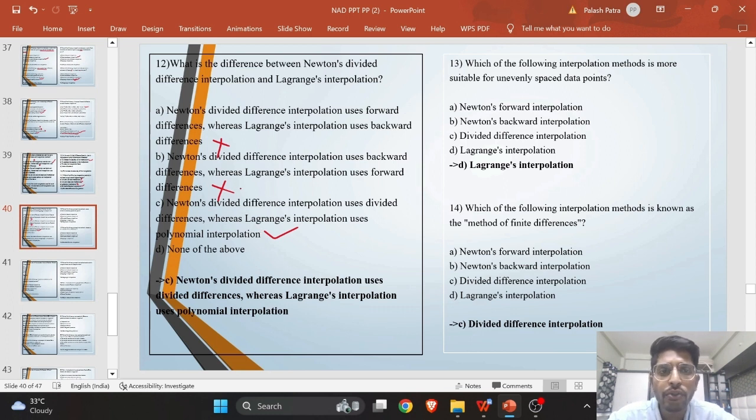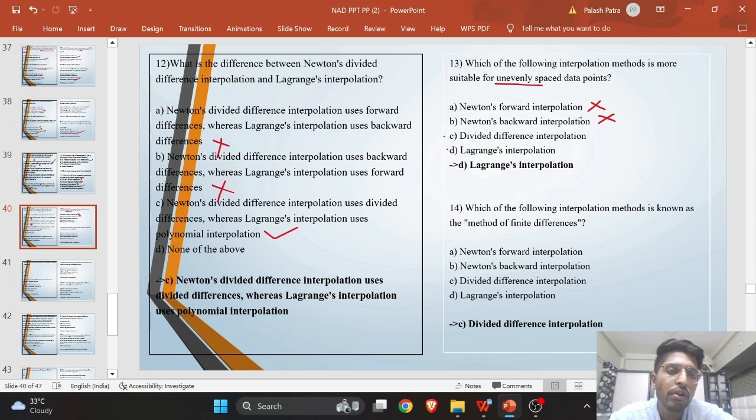Now let's move on to question number 13. The question says, which of the following interpolation methods is more suitable for unevenly spaced data points? For unevenly spaced data points, we have two options over here, which are the divided difference and the Lagrange's. The Newton's forward and backward is used for equally spaced data points.